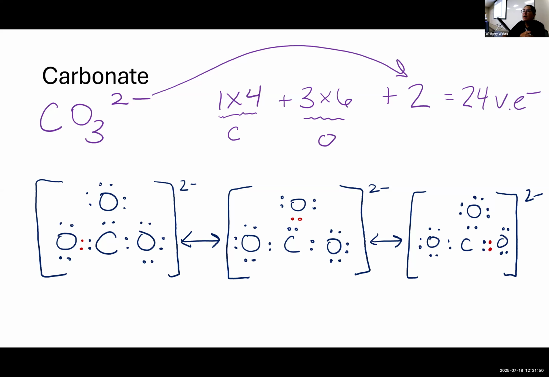If there's only one possibility because there's one oxygen, like y'all did with formaldehyde, then you don't have to draw multiples. But typically when you have ions, they tend to have multiple Lewis structure possibilities.